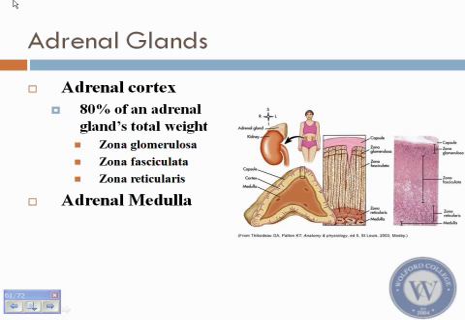The next gland we'll talk about, and we're almost finished, is the adrenal gland. The adrenal gland is broken up into two components. The adrenal cortex composes most of the adrenal gland in weight, which accounts for about 80% of the adrenal gland in weight.